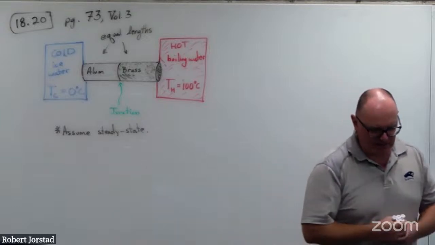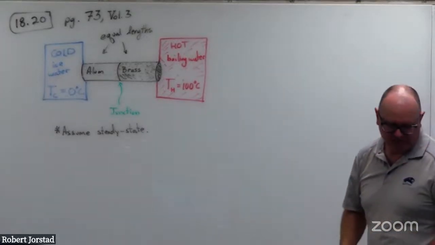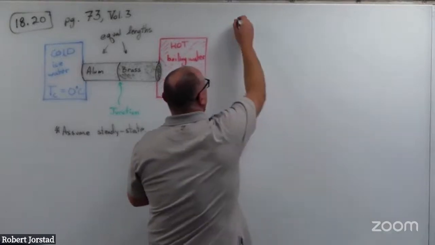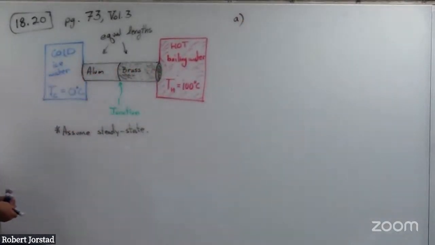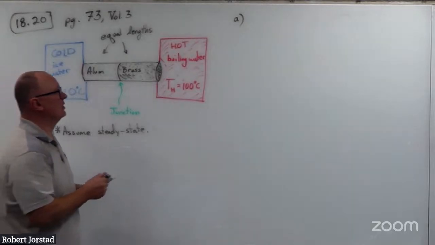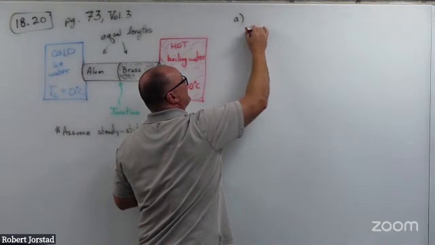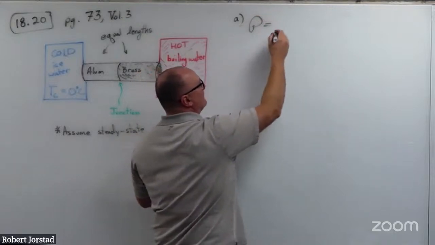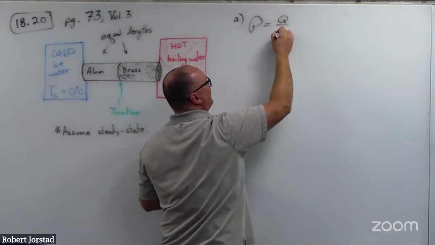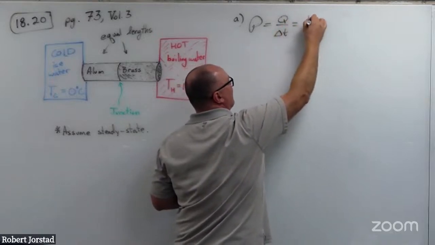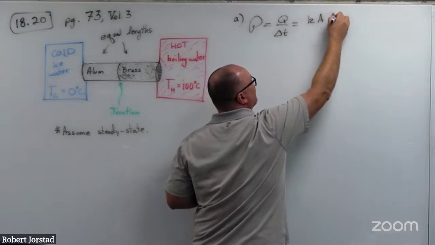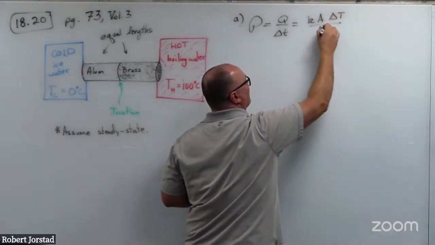And in this problem, we're trying to learn about, well, part A says, which rod conducts more heat, the aluminum or the brass? If you want to take your guess, go for it. I'm going to discuss it in 3, 2, 1. Well, I know that power is Q over time is k A delta T over L.